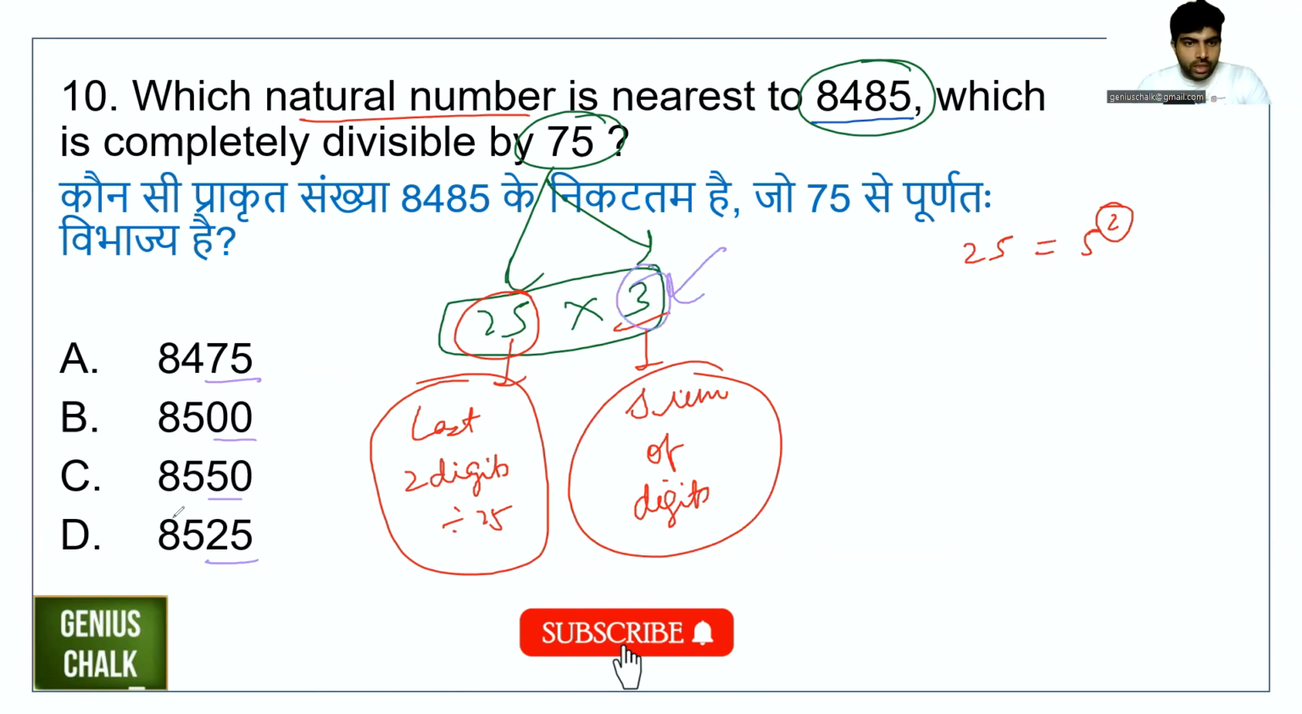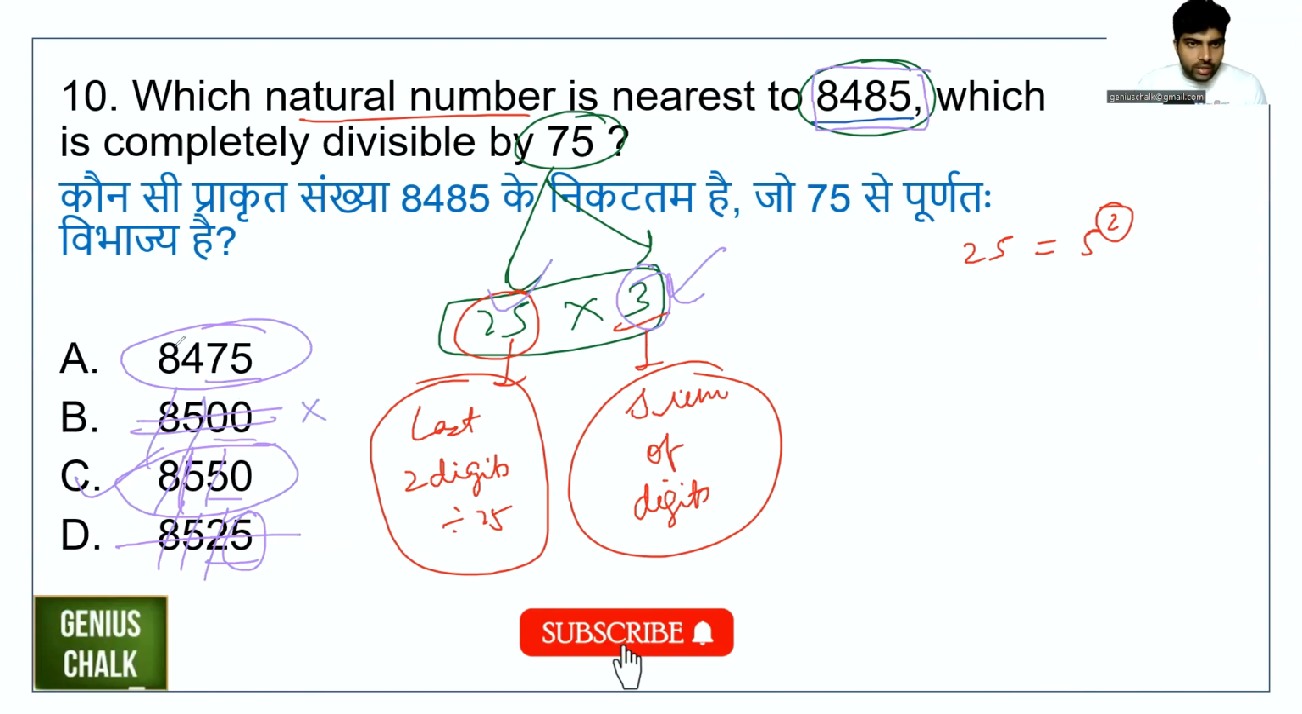So check for 3. It is 8 plus 5 is 13. 13 plus 2 is 15. That is fine, but 5 is left. So this is not divisible by 3. For 25, all the options are satisfying. Okay, next, 5 5 5 5, 10 and 18. Yeah, this is cancelled. Fine. But we need to check nearest to 8485. So this is not that nearest. So let's check, 8 plus 5 is 13. No, it's not cancelled. So the sum is not divisible by 3.